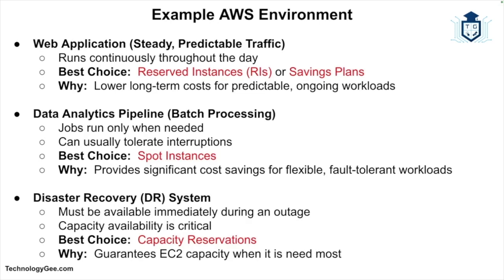All right, so let's put all of this together. Let's say your company is running a web application where they're getting steady traffic, and they have a data analytics pipeline that they're using for batch processing, and they have a disaster recovery system. So here's how you might optimize your costs. When it comes to web applications, you're going to use reserved instances or savings plans. When it comes to analytics jobs, you're going to use spot instances. When it comes to disaster recovery, you're going to use capacity reservations. Because if you do all of that, you're going to be balancing cost savings, performance, and reliability. And that's exactly what AWS expects you to understand for the exam.